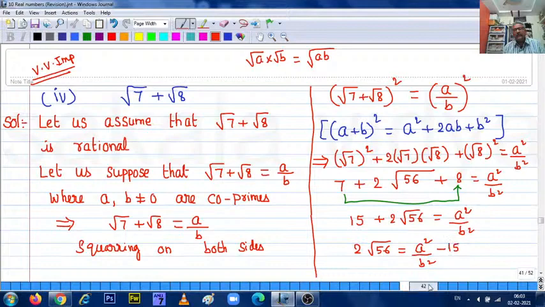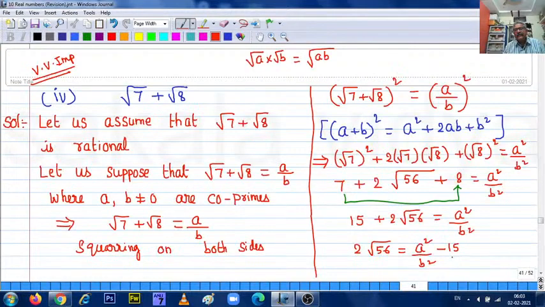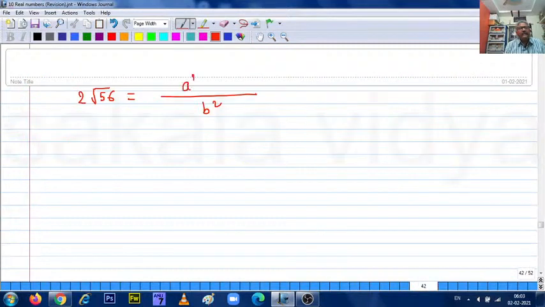Let us simplify it now. 2 root 56 equals, here B square is the LCM. See, you go back once again. B square into 15, 15B square. So we get A square minus 15B square. It is very clear that A square minus 15B square is rational, B square is rational. Write down here: A square minus 15B square, comma, B square are rationals.